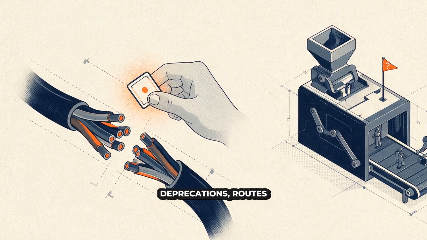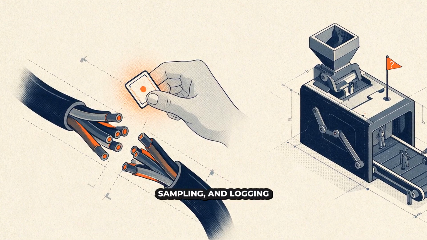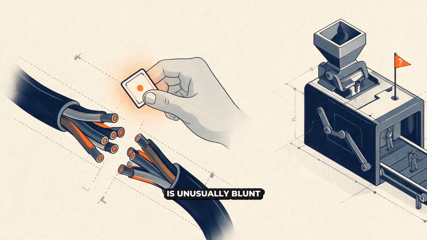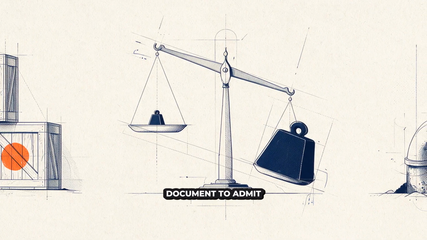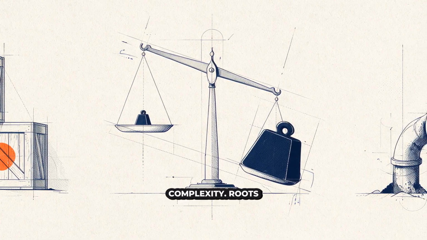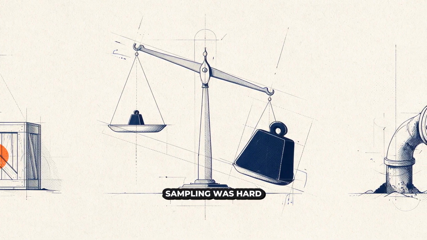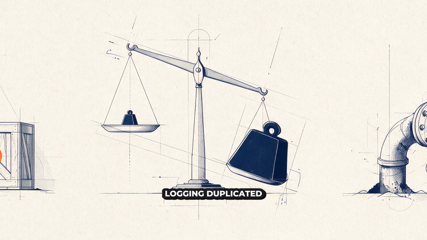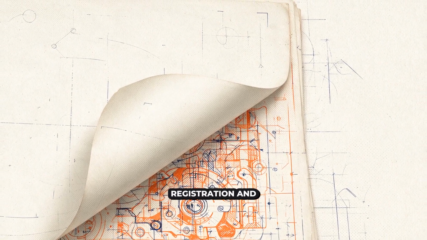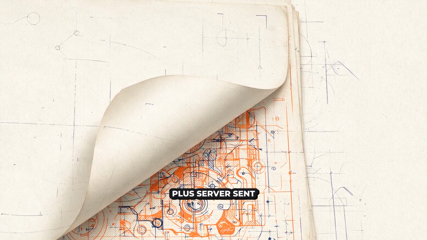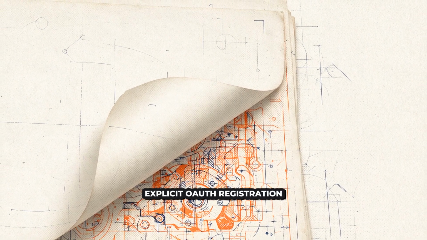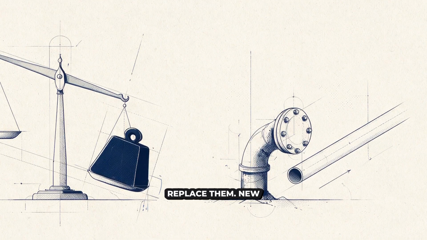Then the deprecations. Routes, sampling, and logging are all marked for eventual removal. The stated reason is unusually blunt for a specification document to admit. Low adoption relative to implementation complexity. Routes had vague semantics. Sampling was hard to build safely. Logging duplicated what Spec and OpenTelemetry already did. Dynamic client registration and the old HTTP plus server-sent events transport are going too. Explicit OAuth registration and streamable HTTP replace them.